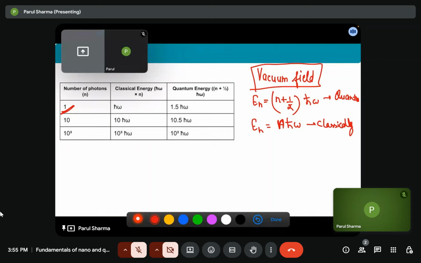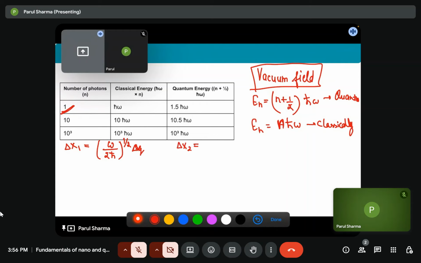So let's consider the quadrature to understand this. So first of all, we have to calculate the uncertainty delta x1. So what will be delta x1? Delta x1 will be omega by 2 h cross delta q.